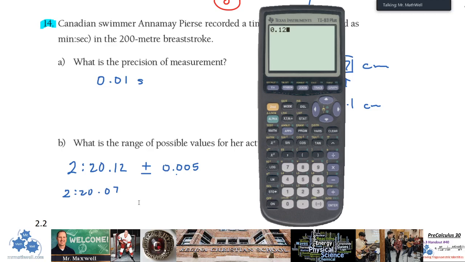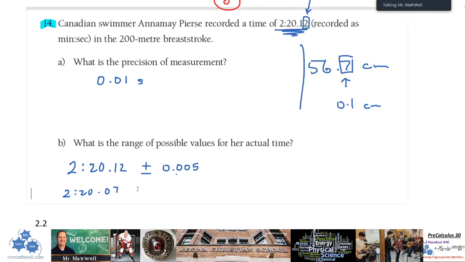Oh, I'm frozen. Technology is awesome sometimes. What'd you get there in your calculation? 0.115. Thank you. Okay, 0.115.